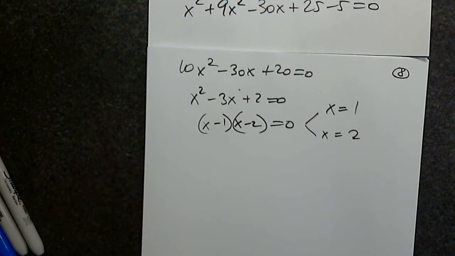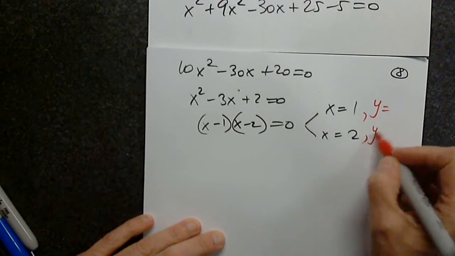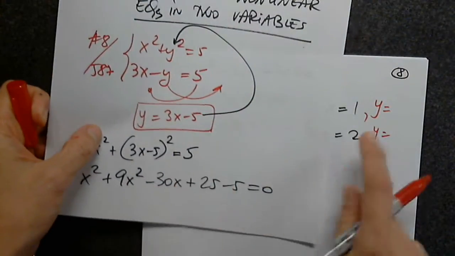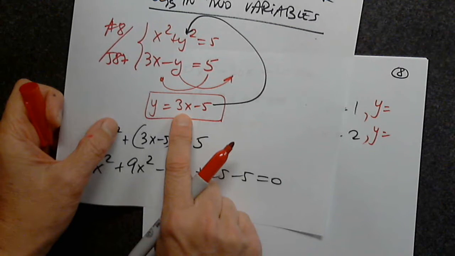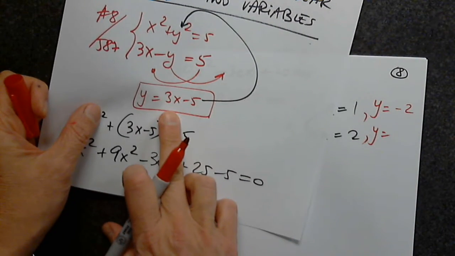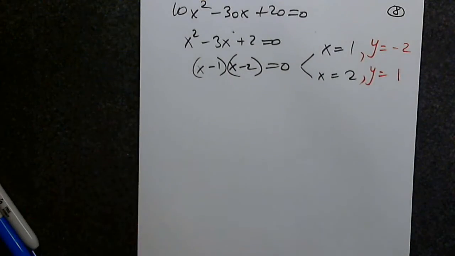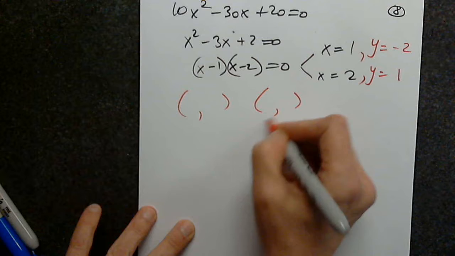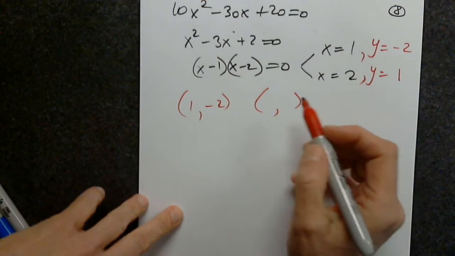Is this enough? It's good, but it's not enough because I have to find the corresponding y values for both. So let's plug it in. When I plug in 1, what do I get for y? Very good. Awesome. Now I plug in 2. Very good. Awesome. So it appears that this system has 2 ordered pairs as solutions. So what is the first one? Very good. And the second one?